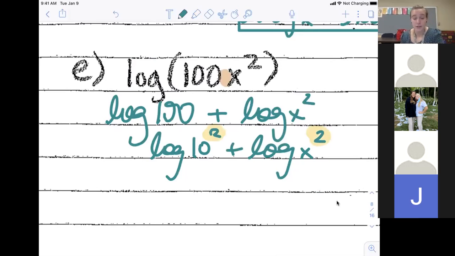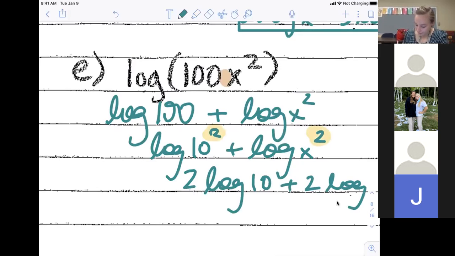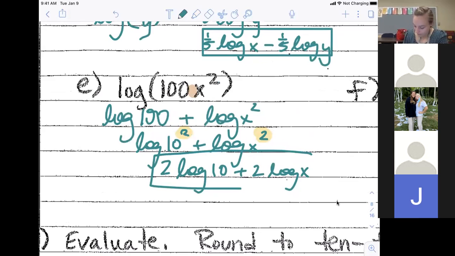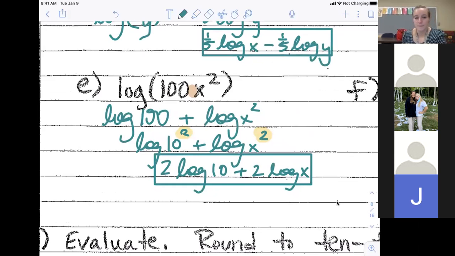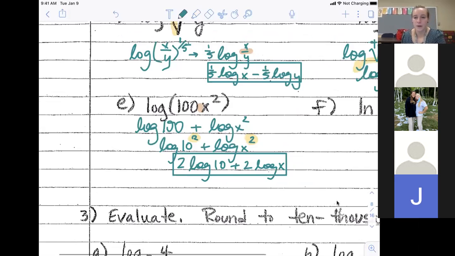If it's not a perfect square, you can leave that number as it is. But since it is a perfect square, we're gonna do it the most right, and I'm gonna do 2 log of 10 plus 2 log of x. Any questions?